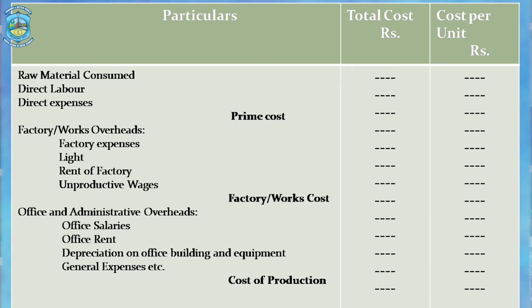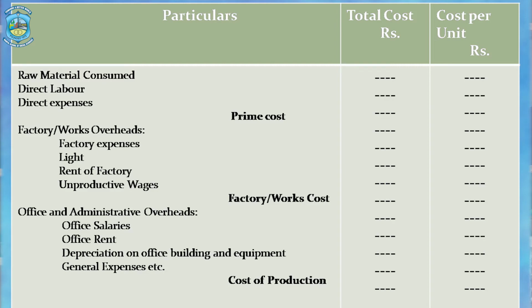In prime cost, we add factory overheads or work overheads. For example, factory expenses, light, rent of factory, unproductive wages, etc. When we add all such expenses for the factory, we calculate factory cost or work cost. In factory cost or work cost, we add all the office expenses. For example, office salaries, office rent, depreciation on office building and equipment, journal expenses, etc. When we add this, we will get to know the total cost of production. Now, we are able to know the cost per unit with the help of this cost sheet.